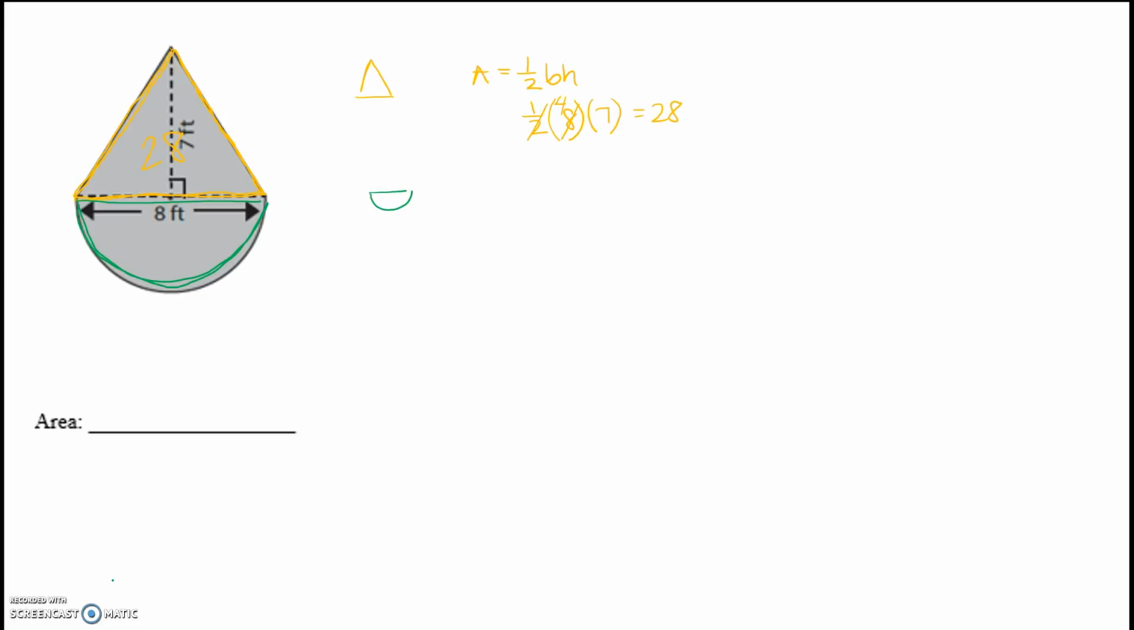Now I'm going to do my semicircle. So again, a semicircle is half of a circle. So I'm going to write my equation. So pi r squared, look at my formula chart, and then I divide it by 2 because it's a semicircle. So dividing it by 2 takes it in half. So now I'm going to plug in my numbers. So I need my radius. So my radius here is 4.